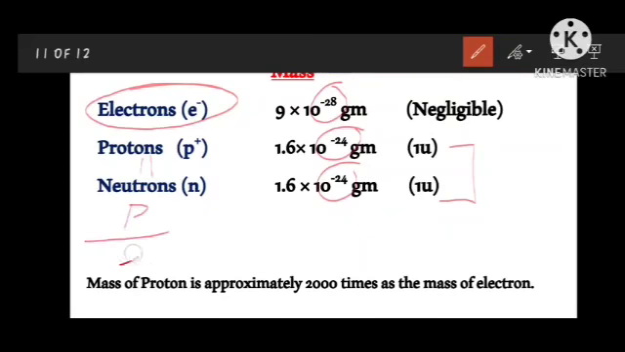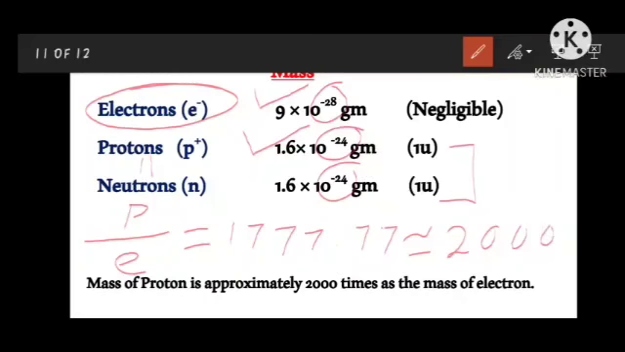When you divide the mass of proton by the mass of electron, that means if you divide 1.6 × 10^-24 gram by 9 × 10^-28 gram, the value is supposed to come 1777.77, which is approximately 2000. So that means the mass of proton is approximately 2000 times the mass of electron.